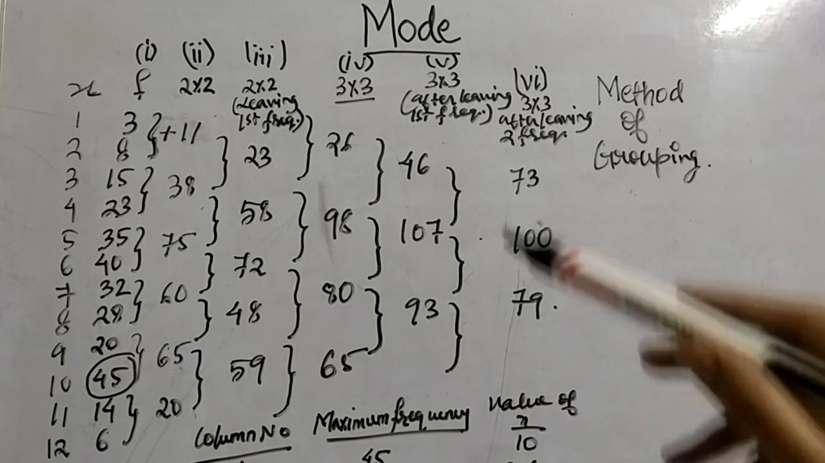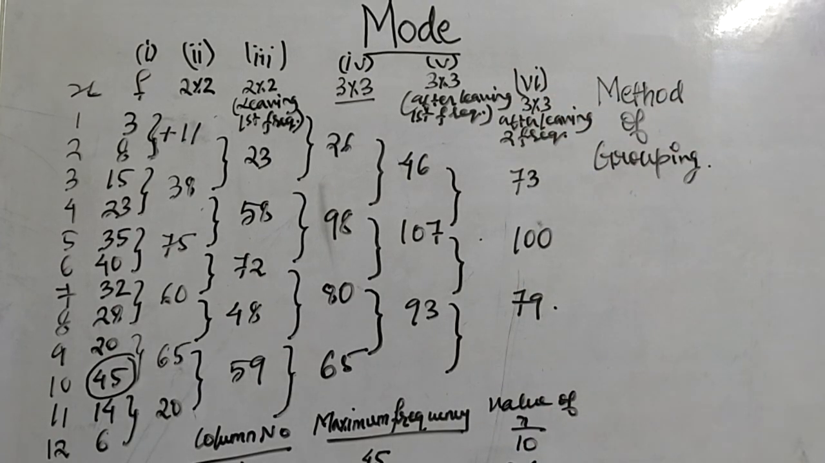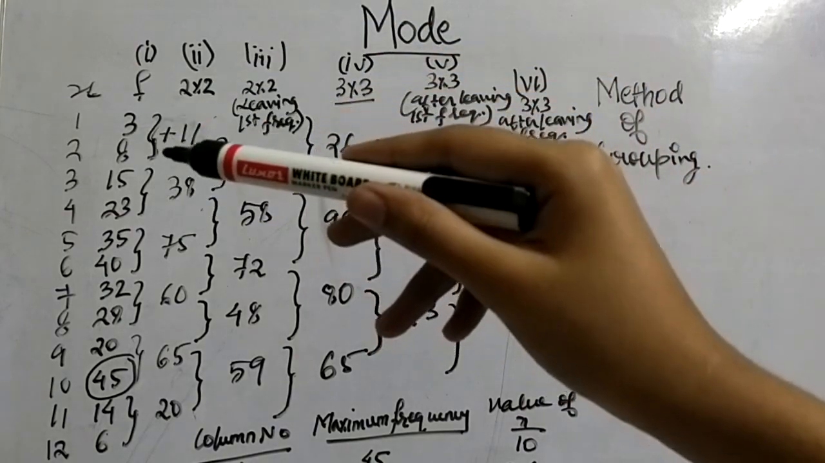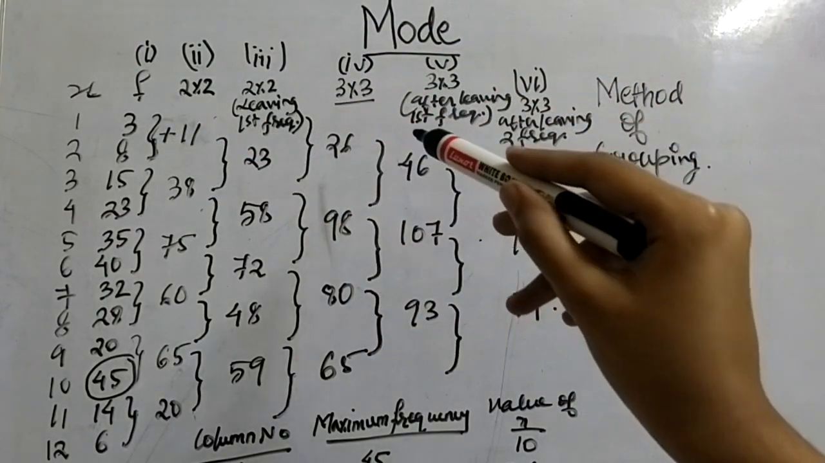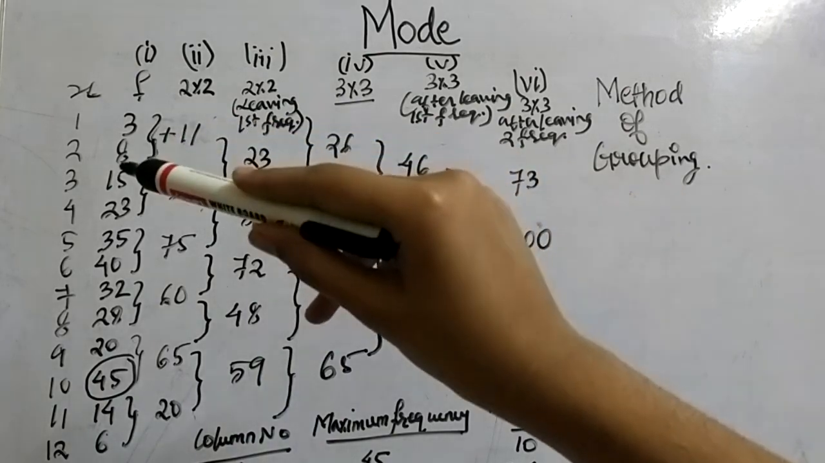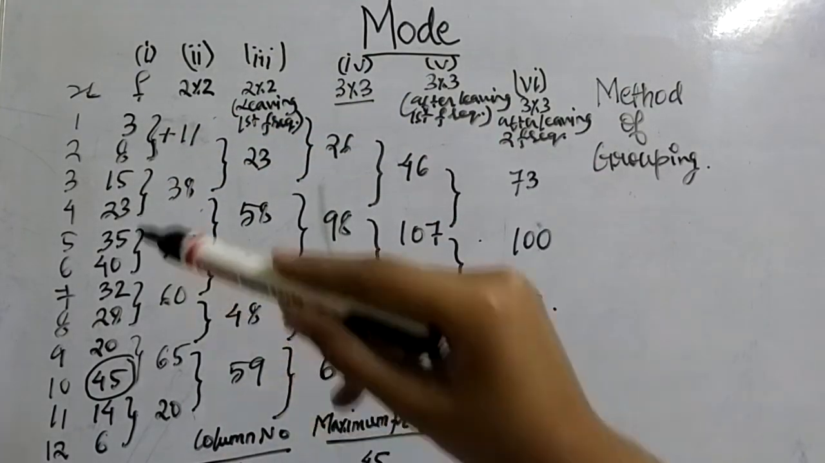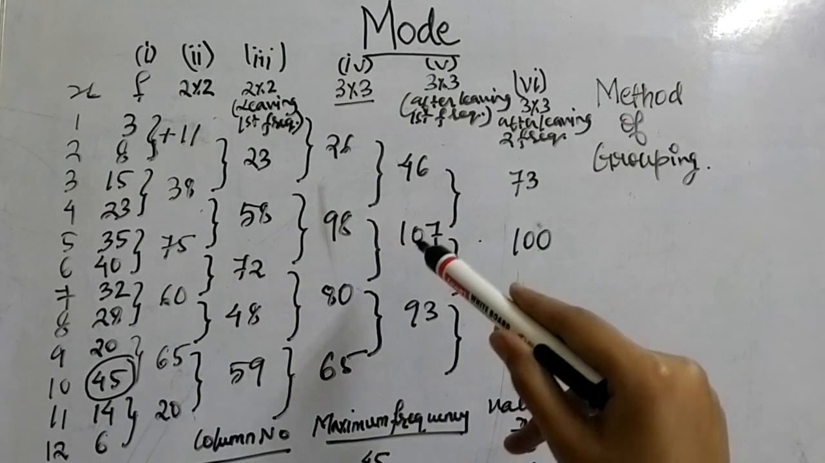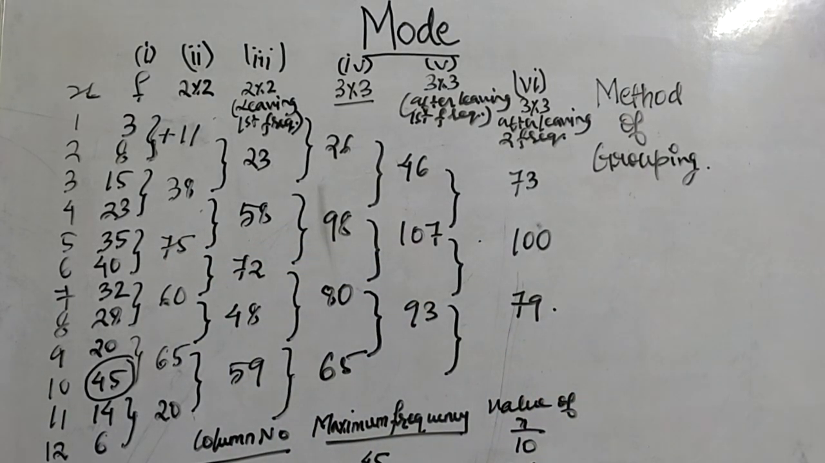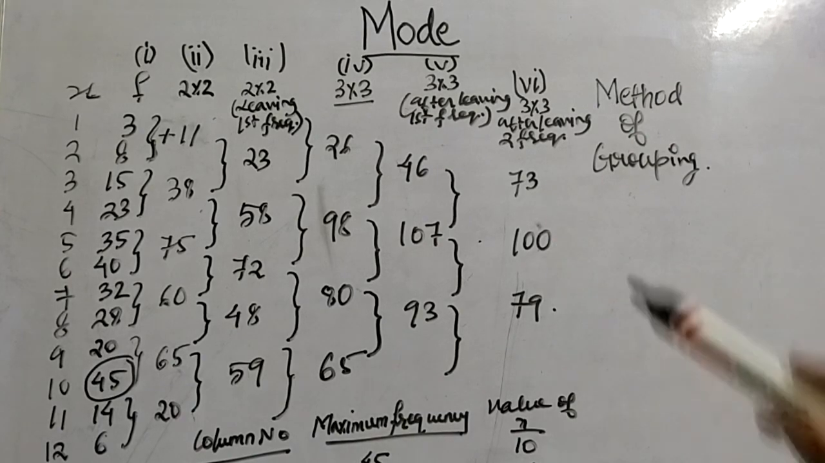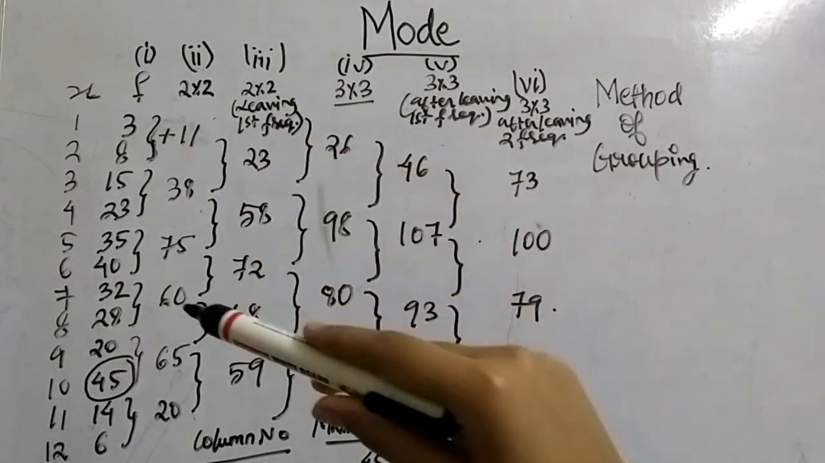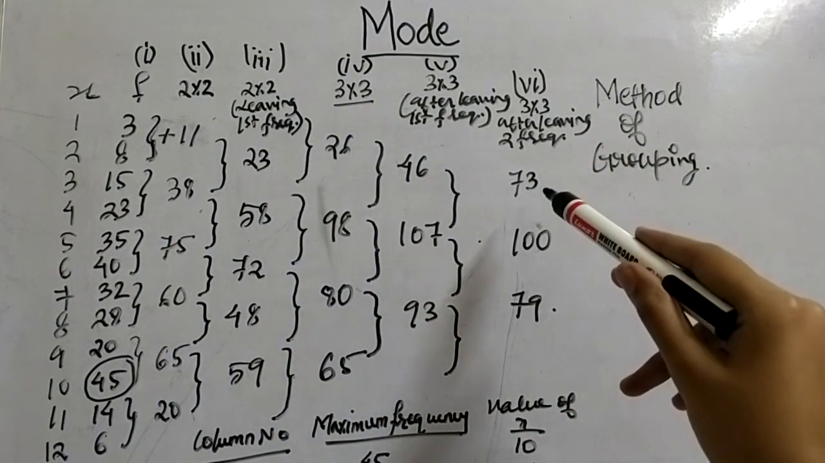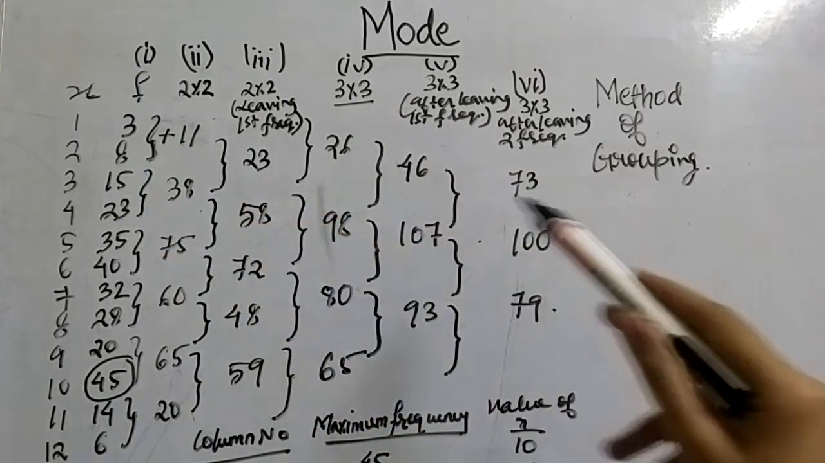Okay? In the fifth column, you have to leave the first frequency again and take the 3 by 3 formula. That is, in this column I have added 8 plus 15 plus 23, which is 46. 35 plus 40 plus 32 is 107, and so on. Okay. In the sixth column, you have to leave the first 2 frequencies and then add the 3 of them. You will get this 73 by adding 15, 23, 35, and so on.